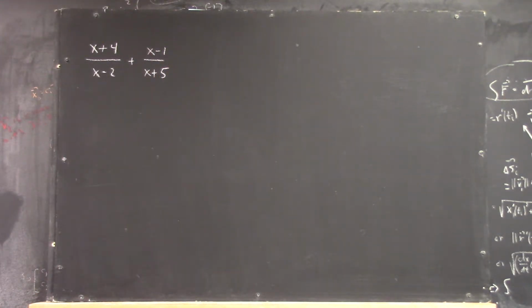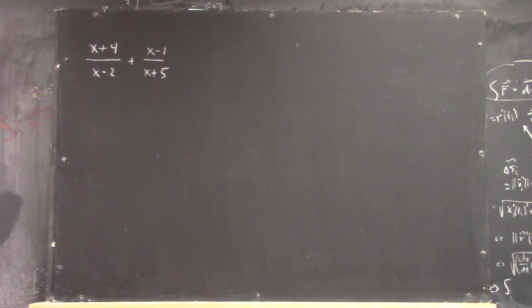Going to add these. And those are just fractions. They're actually what we'd call rational expressions, but we'll worry about that terminology later. We just do what we do with fractions. What's the common denominator going to be?